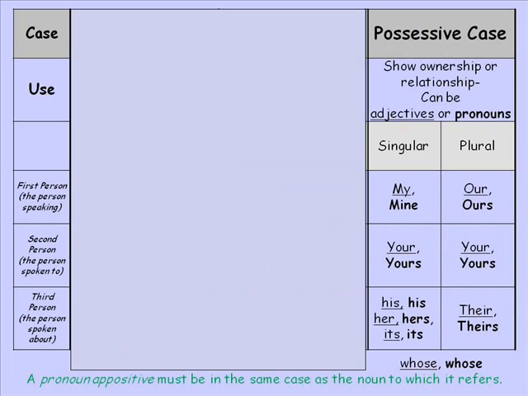Okay, we're ready to look at the third and final case. That is the possessive case. And that's just the case that shows possession, that someone owns something. Now, these come in two forms. Sometimes these possessive pronouns are used as adjectives, and those are listed here and they're underlined. Other times they're just acting as pronouns, and those are the ones that are listed in bold here, and we'll look at those a little more in just a minute.